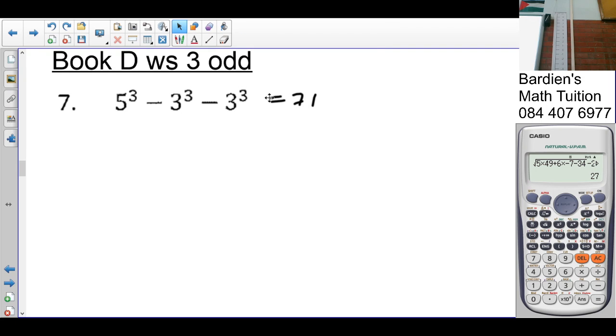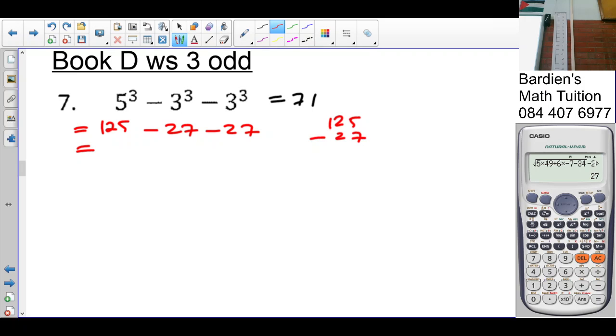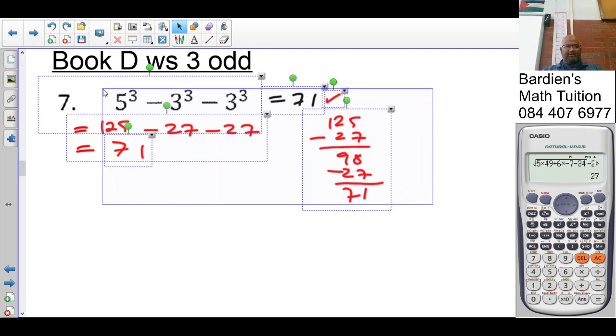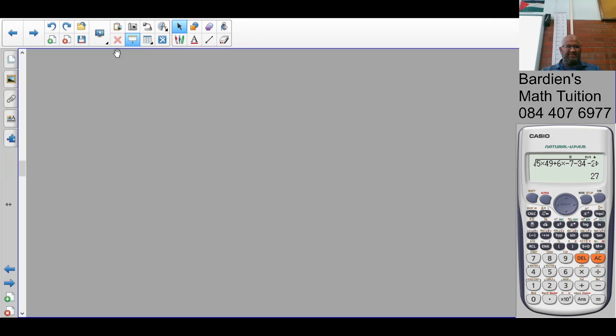Let's check. So it's going to be 125, 5 cubed, 9 cubed, 3 cubed, 27, minus 27. So 125 minus 27 is 98, minus 27 is 71. Alright, you guys okay with that? Any confusion here? No? What did I do now? Undo.